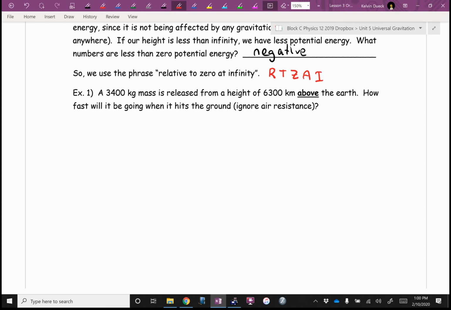A mass is released from a height of 6,300 kilometers above the Earth. First of all, am I going to do physics with kilometers? Could you please multiply that by 1,000? What do you get? 6.3 times 10 to the what? 6 or 7? 6? Meters. How fast will it be going when it hits the ground? Caleb, what's this question asking me to find? Speed. It says ignore air resistance.